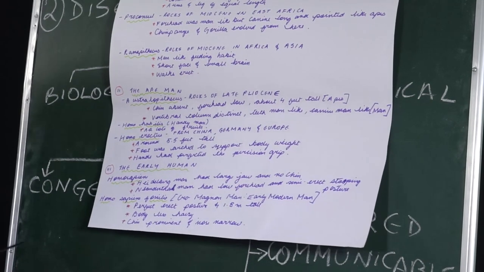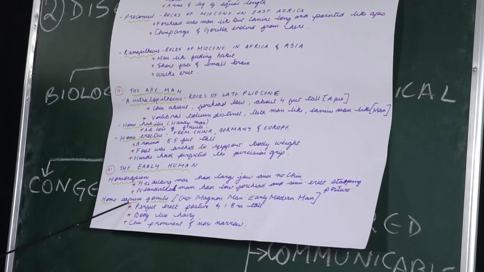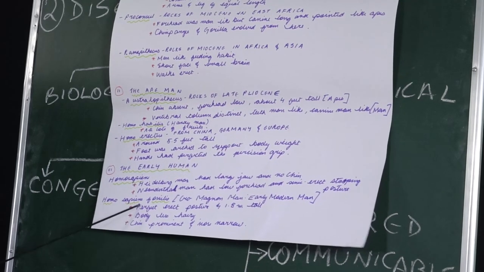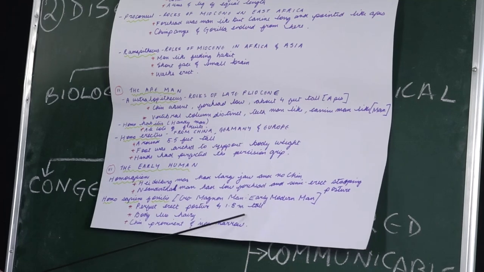In this case, what happened was that they had a semi-erect or stooping posture. That means it could not be fully erect, okay? It was stooping a little bit. But the fossil which was the most similar to early human was Homo sapien fossilis. In this case, they had perfect erect posture and they were about 1.8 meters tall.